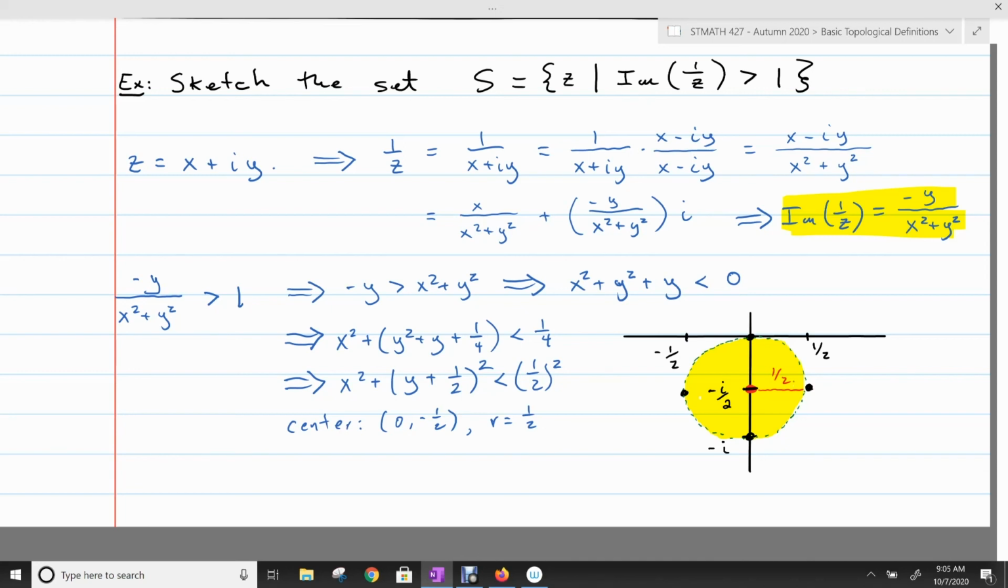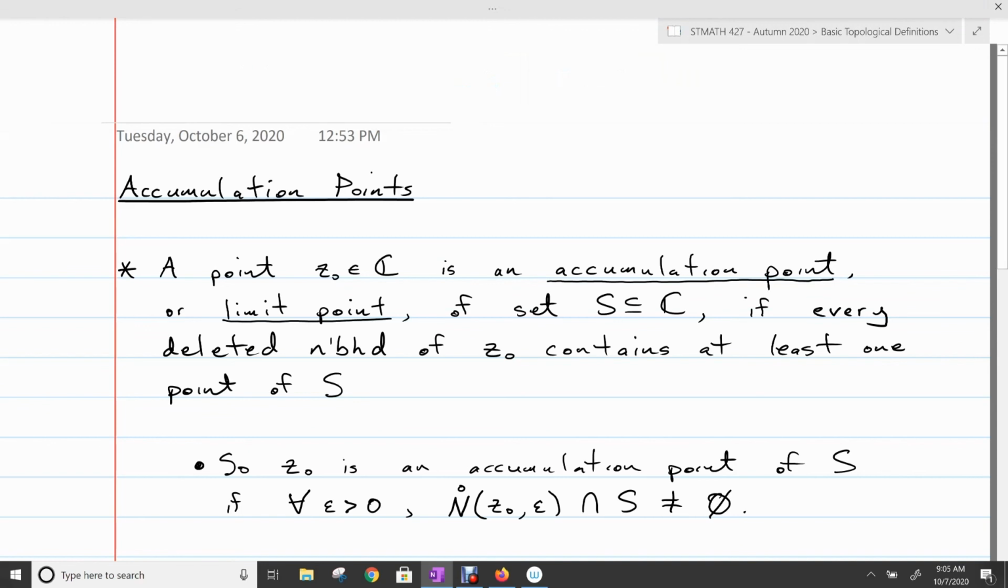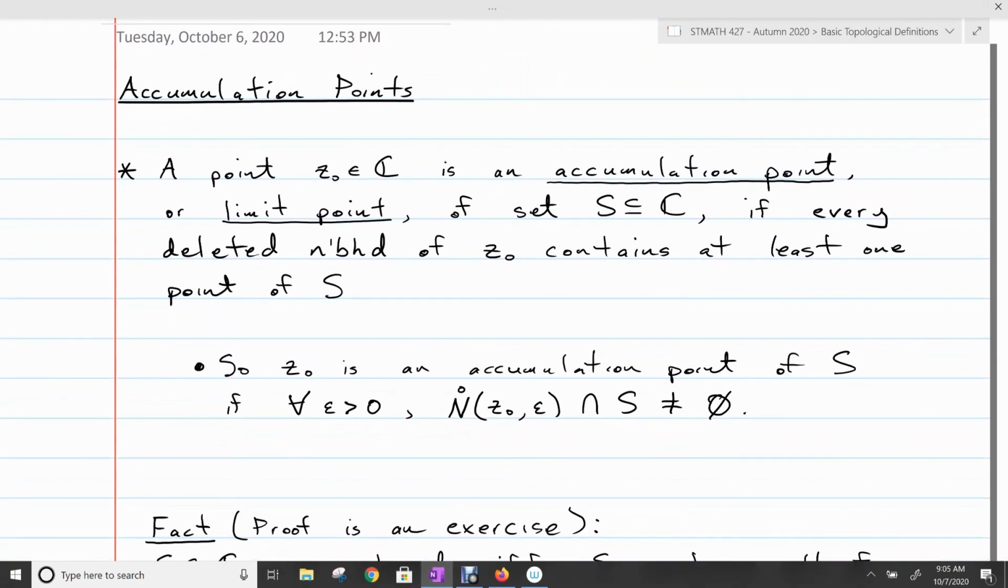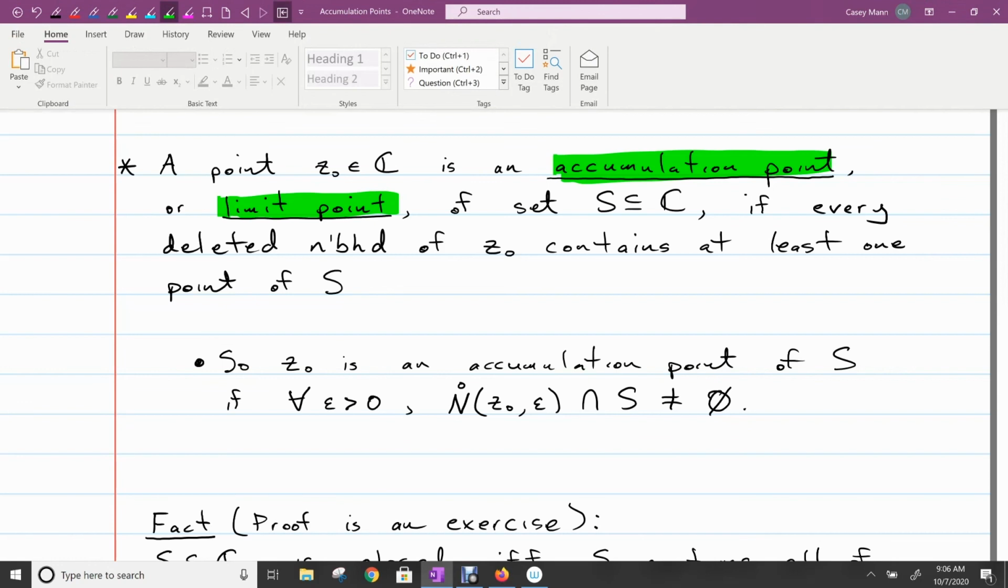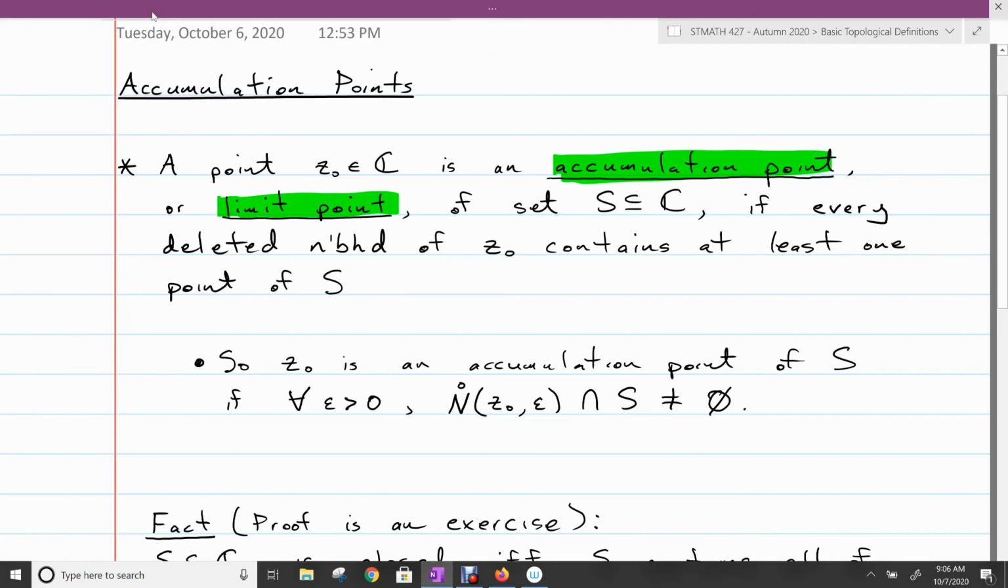So who knew? The last concept related to regions in the plane is that of accumulation points. This will be closely connected to the idea of limits later. A point z0 is an accumulation point, or sometimes we call it a limit point, of a set S if every deleted neighborhood of z0 contains at least one point of S. Putting that into a more symbolic form, we say z0 is an accumulation point of S if for every epsilon greater than 0, the deleted neighborhood centered at z0 of radius epsilon intersected with S does not equal the empty set.